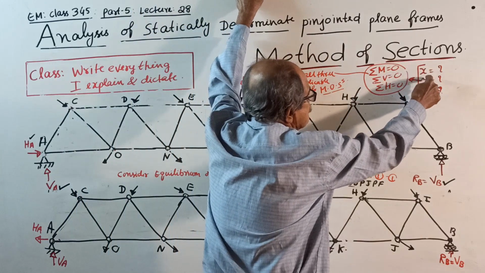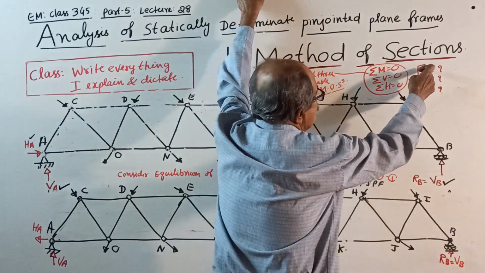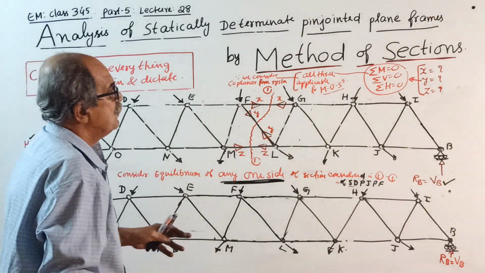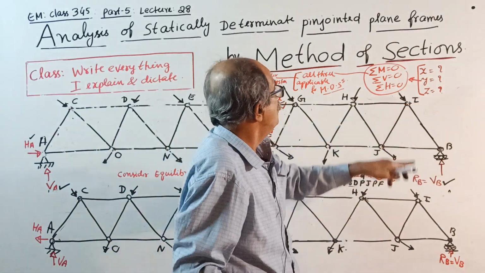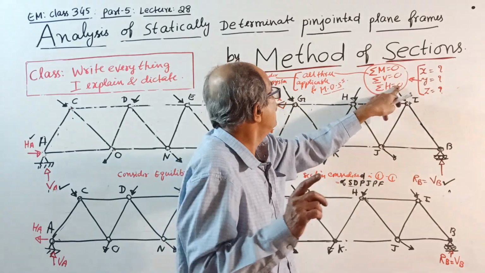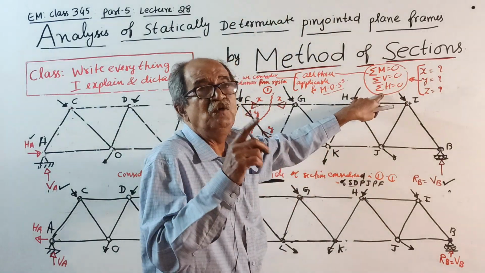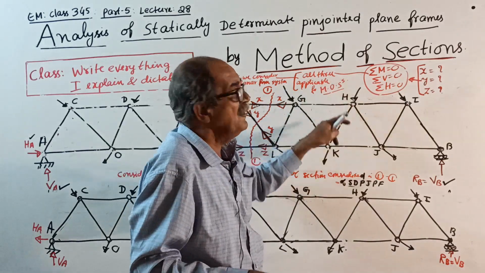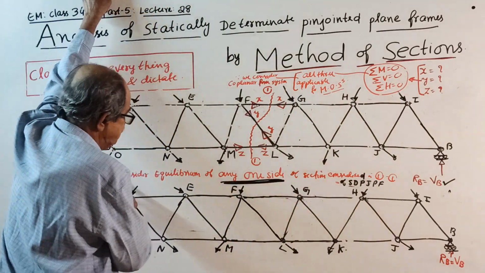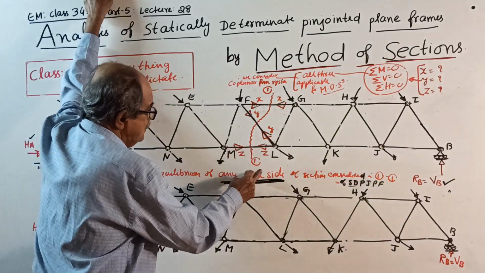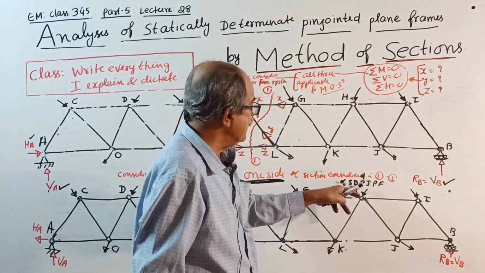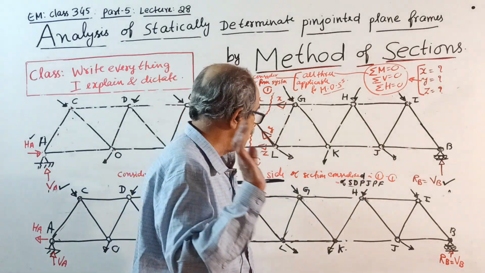Now to find x, y, z, you write once again here, see, to find x, y, z, you apply sigma M equals 0, sigma V equals 0 and sigma H equals 0, that is the equilibrium conditions for a coplanar force system, by considering equilibrium of any one side of section 1 of the statically determinate pin jointed plane frame.